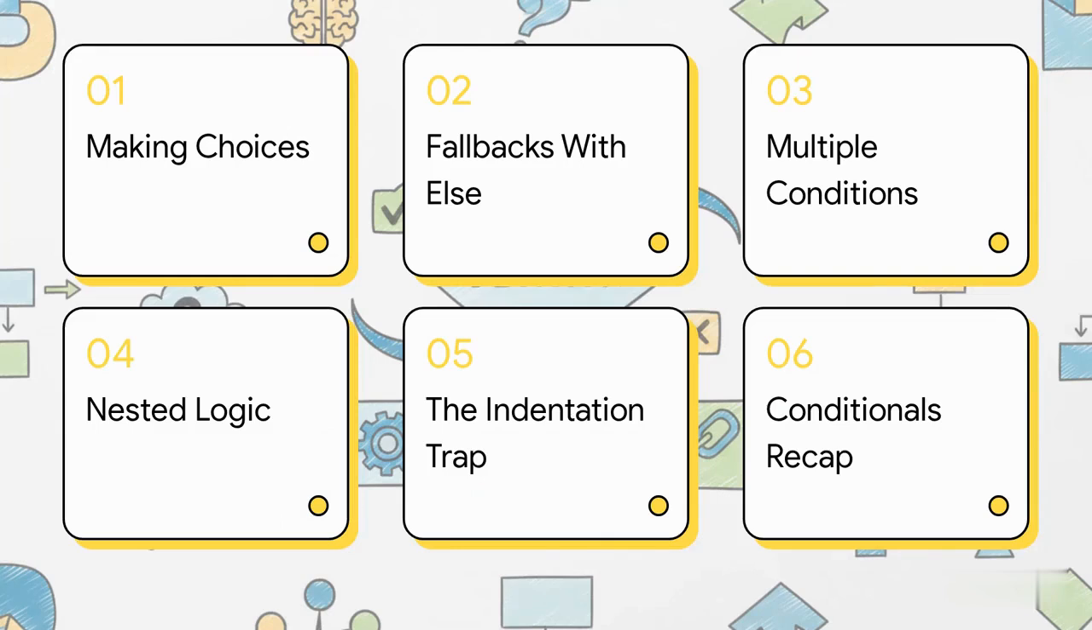Here's our roadmap for today. 1. Making choices in Python. 2. Adding fallbacks with else. 3. Multiple conditions using elif. 4. Nested if statements explained. 5. Avoiding the indentation trap. And 6. Conditionals and operators recap.